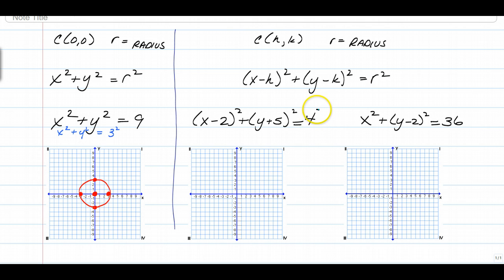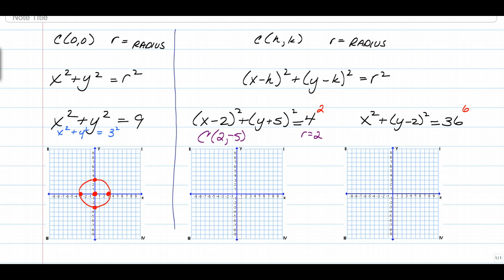So the radius of this guy is still going to be 2, and the radius of this one is going to be 6. But what do we do with the x minus h and the y minus k? Well, your center is positive h, positive k, which basically means you're going to be taking the opposite of these numbers. So your center, for the first one, x minus 2 gives you a positive 2 x coordinate for your center, and y plus 5 is going to give you a negative 5 for the y coordinate of your center. And then your radius is 2.